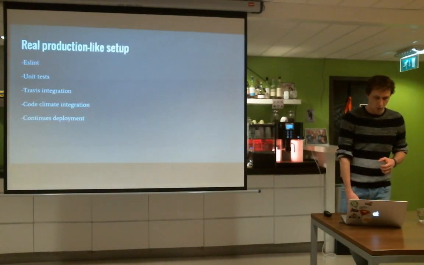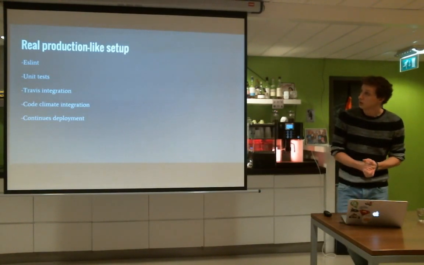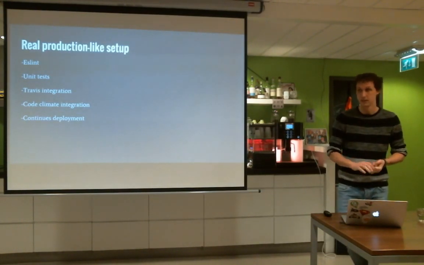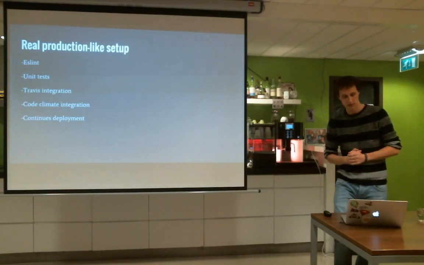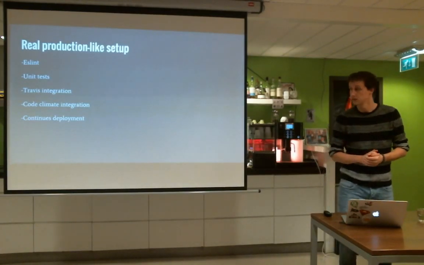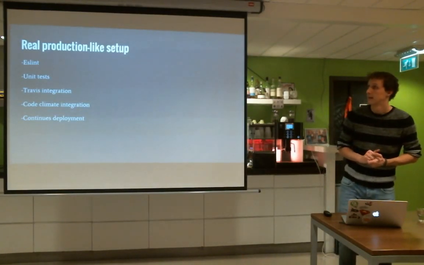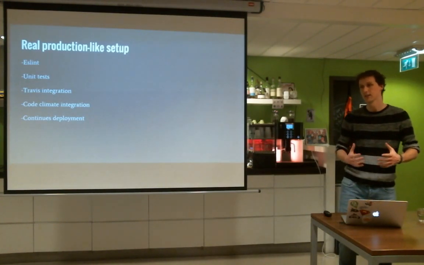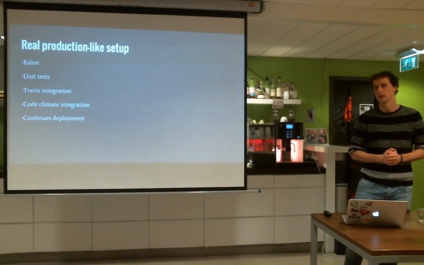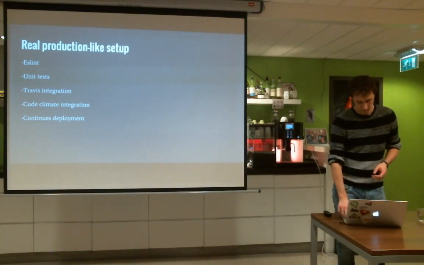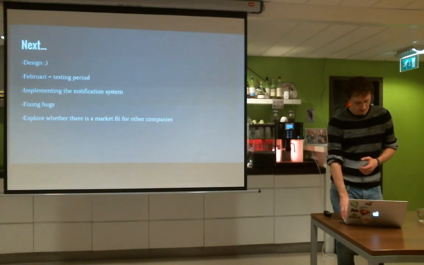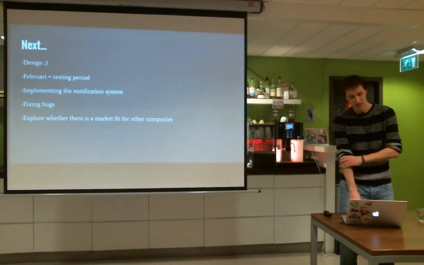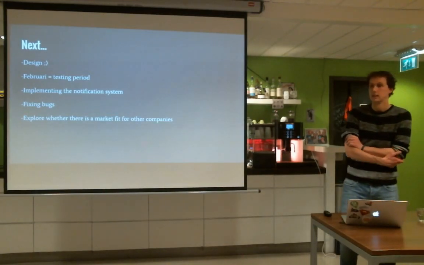We have a production-like setup: ESLint, unit tests, Travis integration, Code Climate integration, continuous deployment. So although it's an internal project, we really wanted to go for quality. I think we did that. So next for our application, first is design. This month is our testing period.